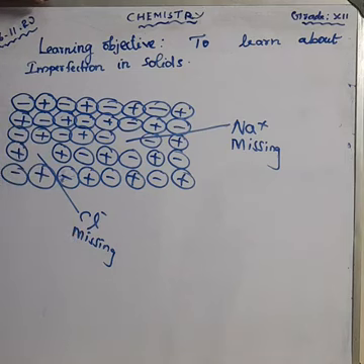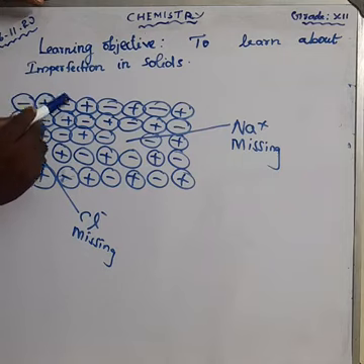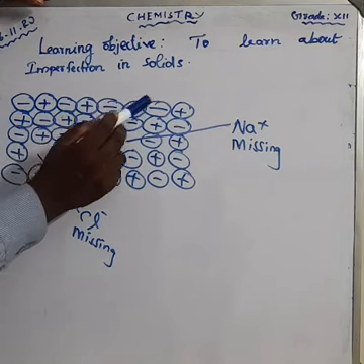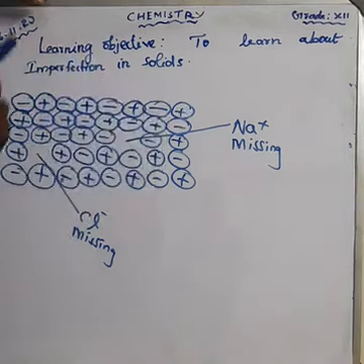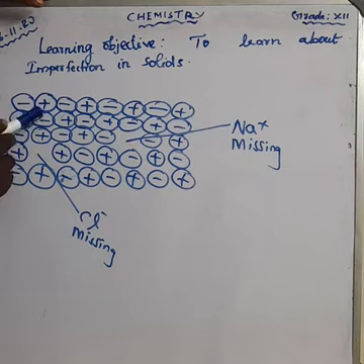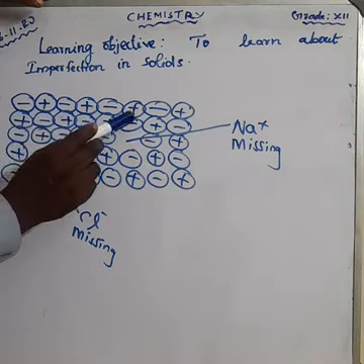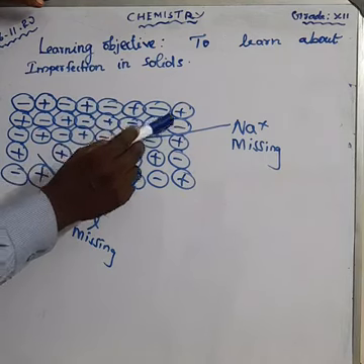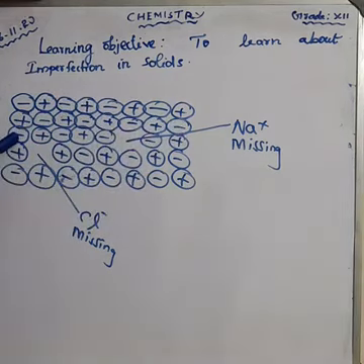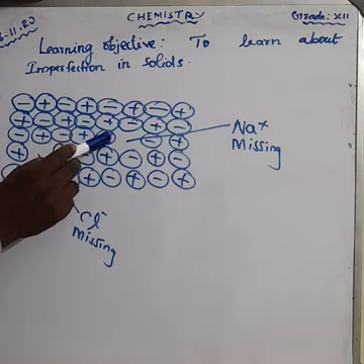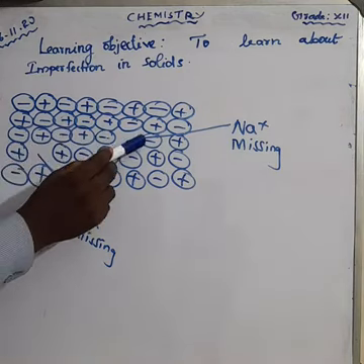Am I right? These are ions: chloride ions and sodium ions, alternating in the lattice. Sodium ion, chloride ion, chloride ion, sodium ion.